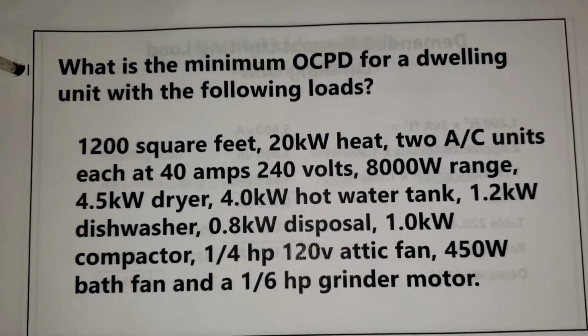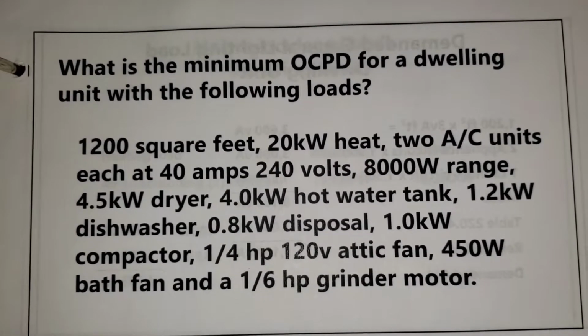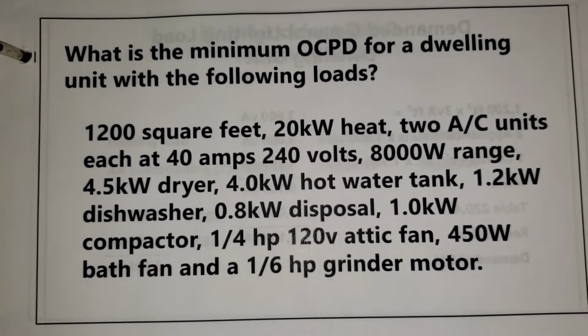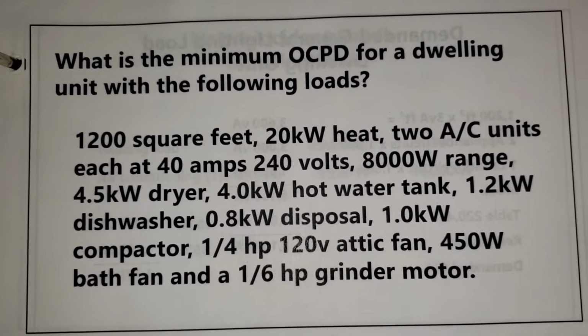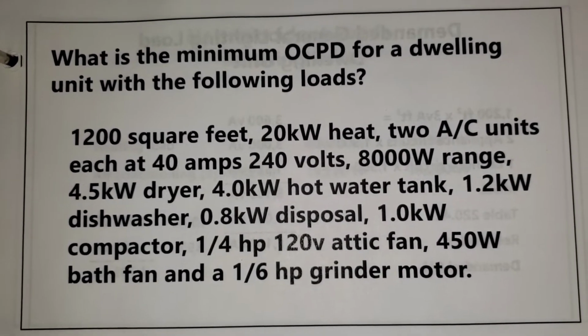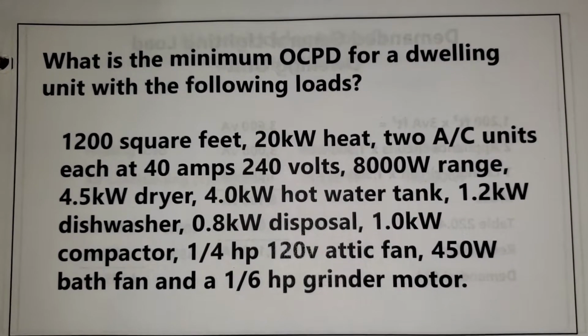So the question wants to know what the minimum overcurrent protection device for a dwelling unit is. An overcurrent protection device is your breaker. So when it's talking about this unit, it's talking about that main breaker that's going to shut off all the power.